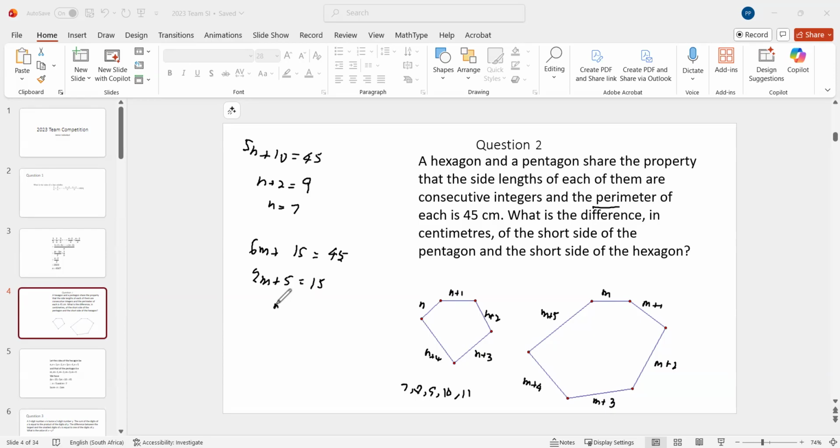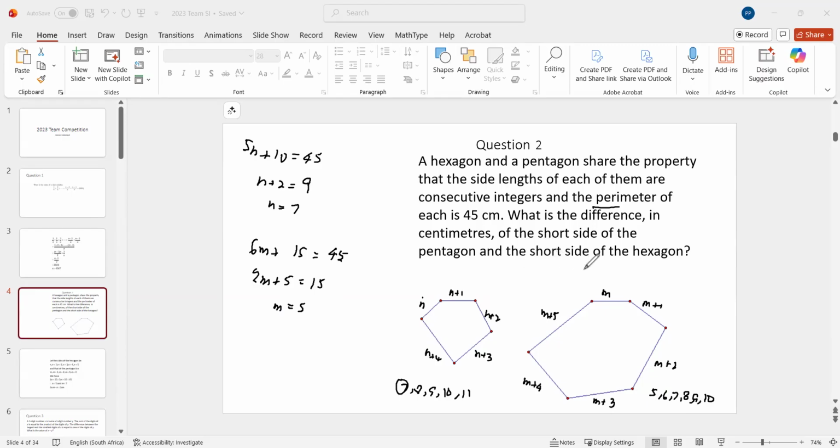2m equals 10 and m equals 5. So the sides of these are 5, 6, 7, 8, 9, 10. Six-sided figure. And the value of m is 5. So what is the difference in centimeters of the short side? The short side is that one, the shortest side.